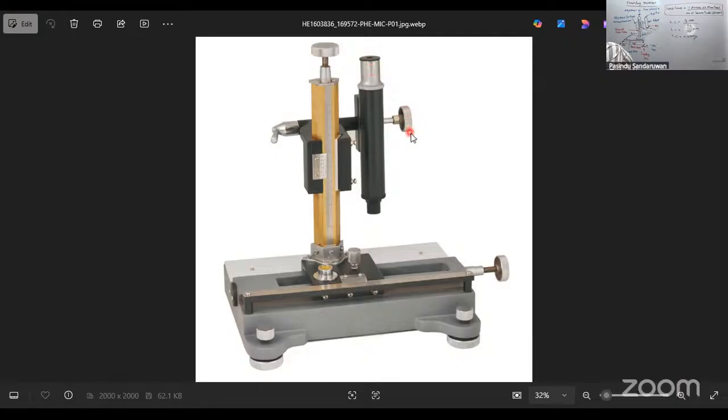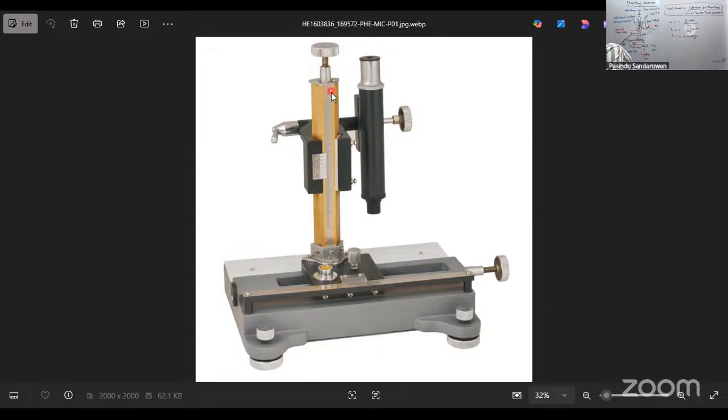And this is the adjustment I showed you. This is the adjustment of the microscope. Once this is adjusted, the distance between the eyepiece and the objective piece changes. Right? Adjustment of the microscope. And you can see the scales here.